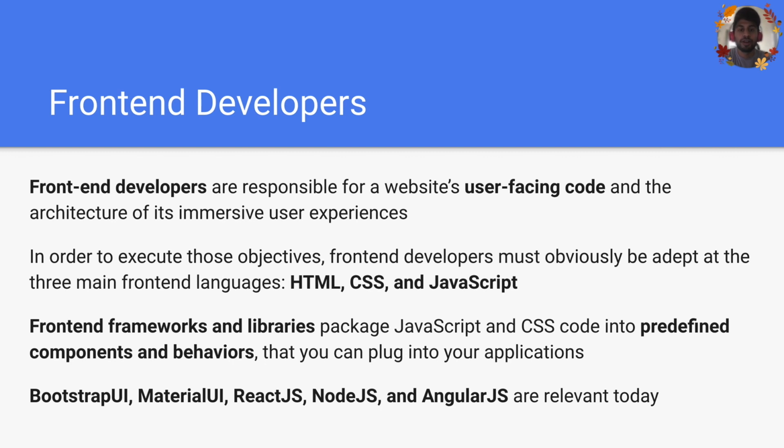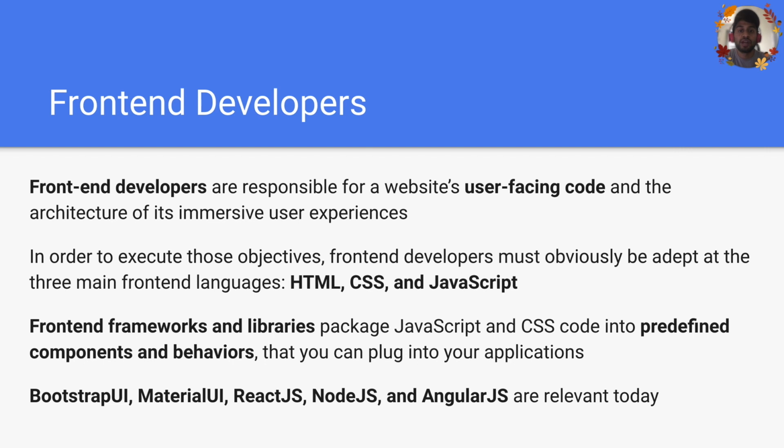But let's take a look at what else it means to be a high-functioning front-end developer. Front-end developers are responsible for a website's user-facing code and the architecture of its immersive user experiences. In order to execute those objectives, front-end developers must obviously be adept at the three main front-end languages: HTML, CSS, and JavaScript. In addition to fluency in these languages, however, front-end developers need to also be familiar with front-end frameworks and libraries like Bootstrap UI, Material UI, React.js, Node.js, or AngularJS.